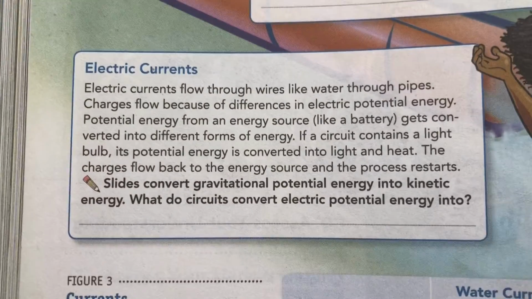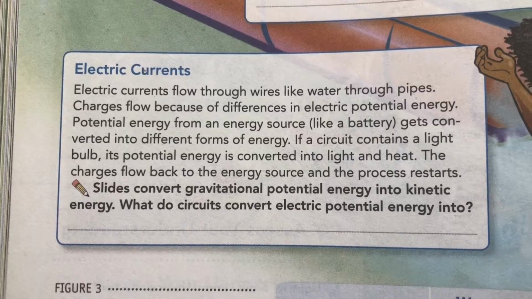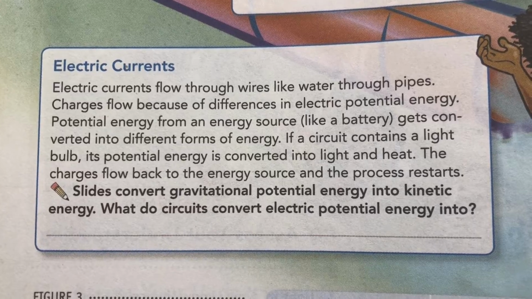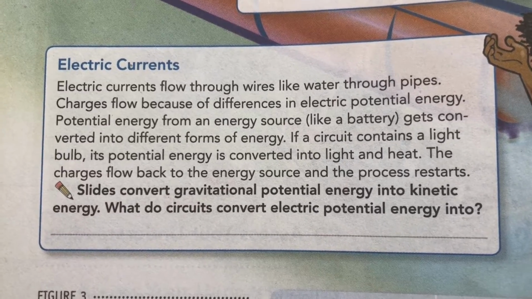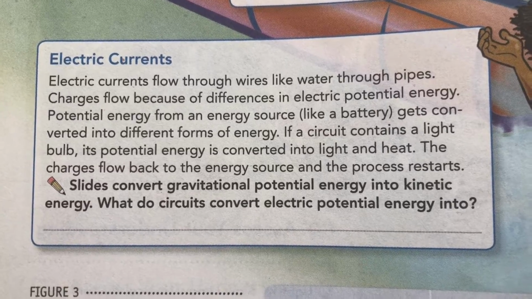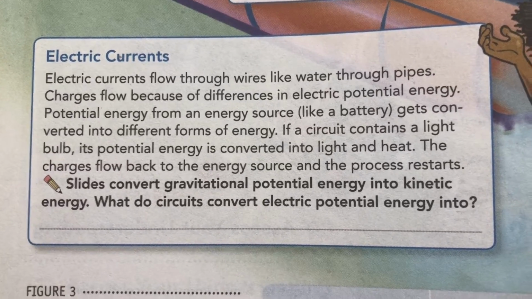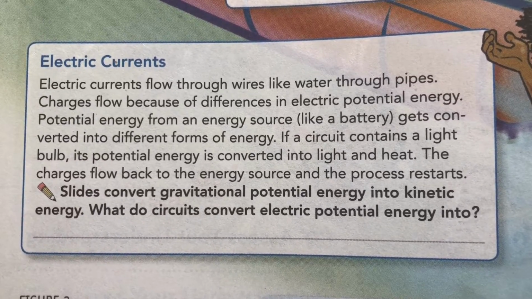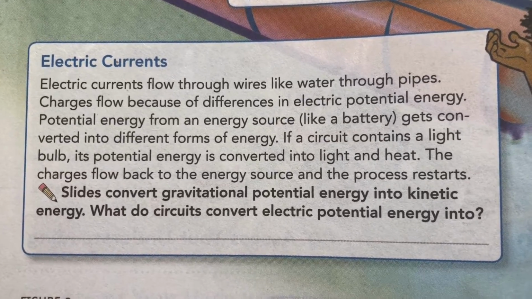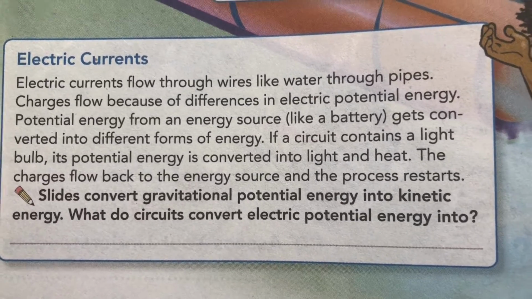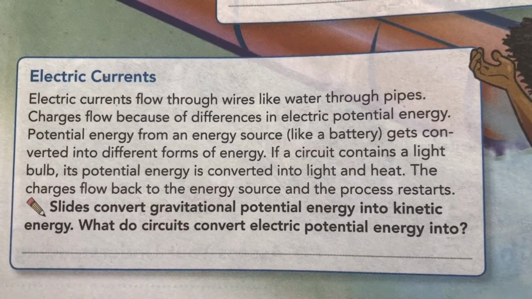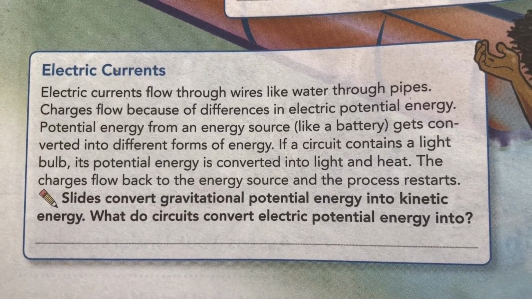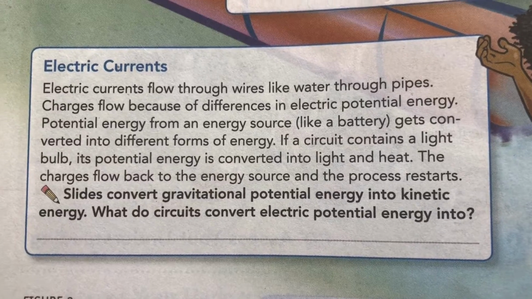Electric currents. Electric currents flow through wires like water through pipes. Charges flow because of differences in electric potential energy. Potential energy from an energy source, like a battery, gets converted into different forms of energy. If a circuit contains a light bulb, its potential energy is converted into light and heat. Specifically, light and heat energy, also known as thermal energy. The charges flow back to the energy source and the process restarts. Slides convert gravitational potential energy into kinetic energy.